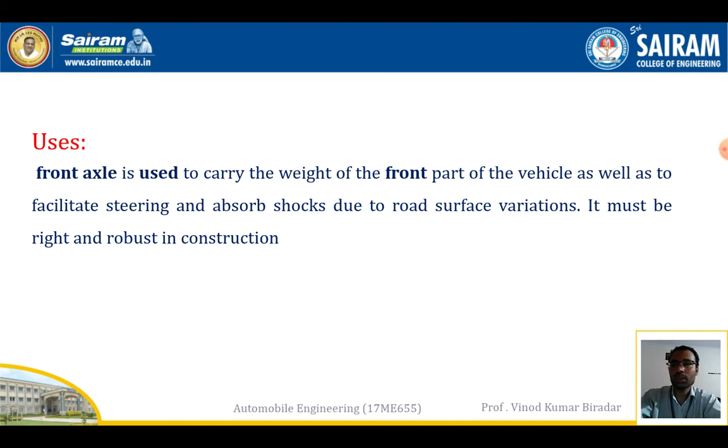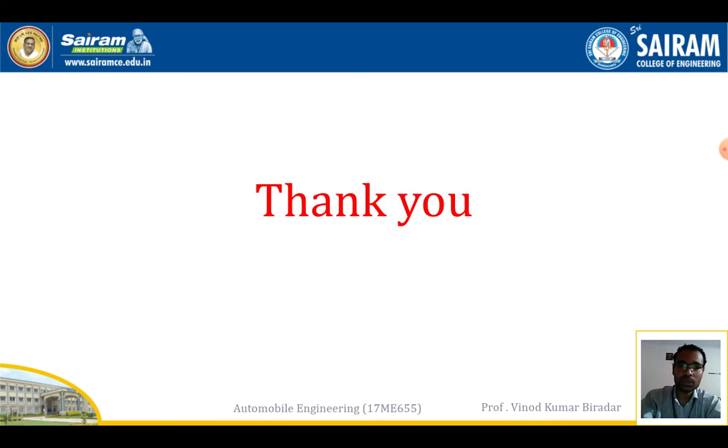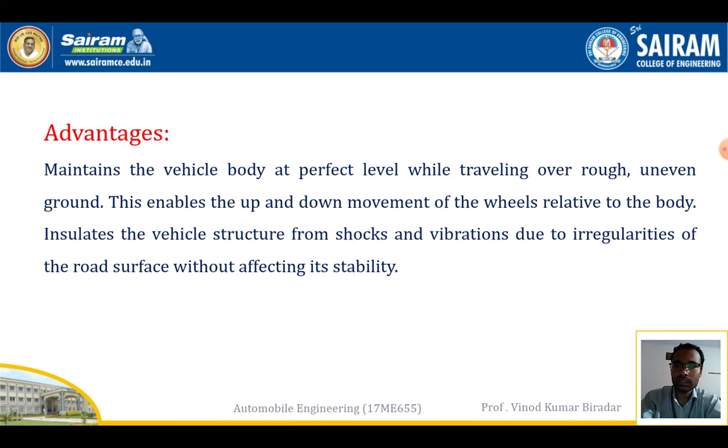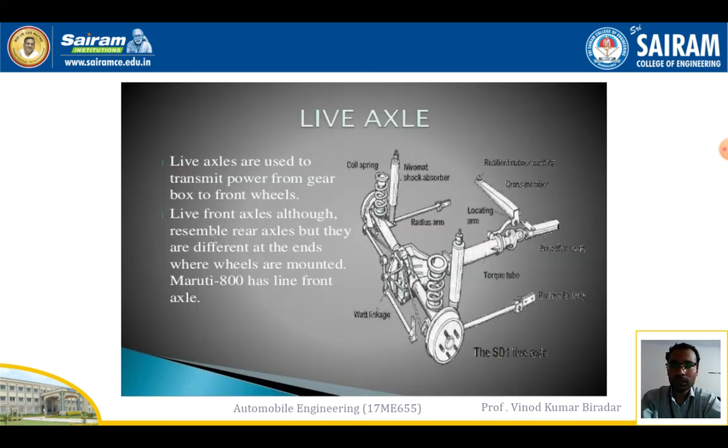So what are the main uses of this? The front axle is used to carry the weight of the front part of the vehicle, to facilitate steering, and to absorb the shock due to road surface vibration and variation, and it must be rigid and robust in construction. It is used in almost all vehicles. The main use is to absorb shock from the road surface; even on uneven roads it maintains stability.